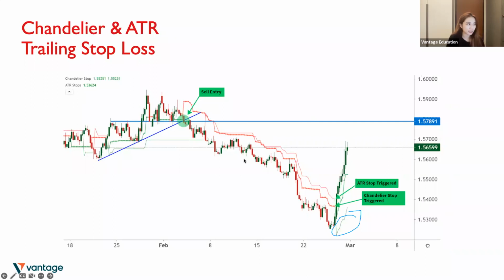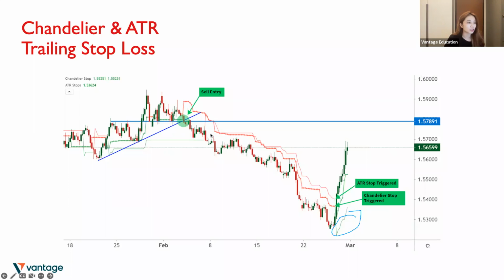So then we have the Chandelier and ATR trailing stop loss. I'm not sure whether you guys have heard of Chandelier stop loss as an indicator. If you have, that is absolutely great. If not, you can take a look at this. The green one is a Chandelier, with a dotted connection. The dotted green ones are your Chandelier, and then you have an ATR stop trigger as well. It's a pair that you're looking at right now.